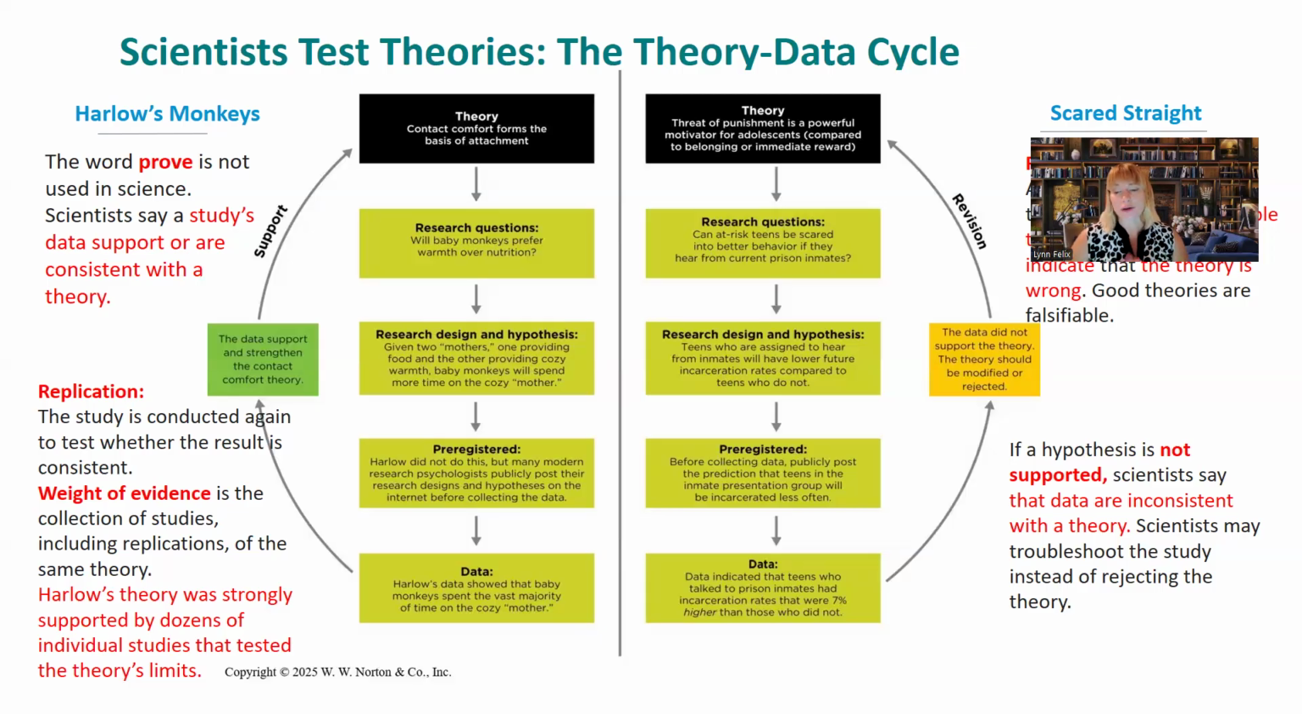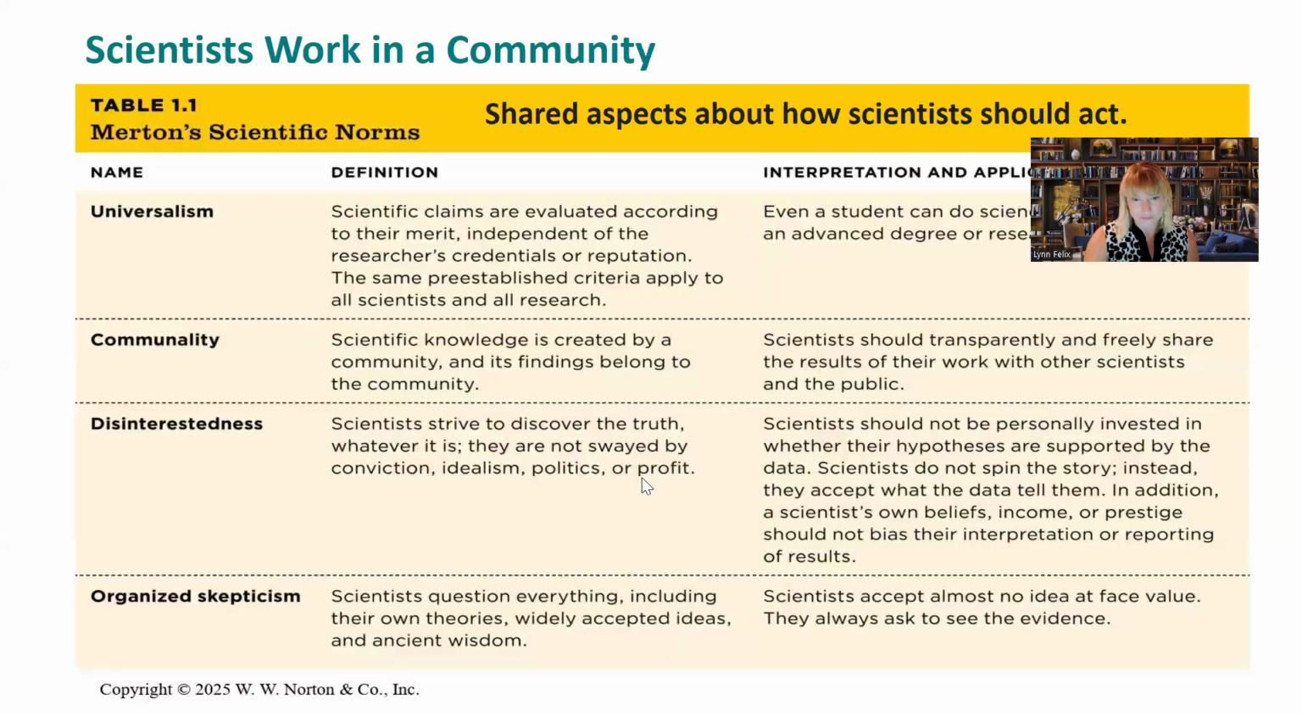Okay, so sometimes a hypothesis can happen where you come up with this educated guess about something, and then, hey, you know what? It's not supported. The data is inconsistent with your theory. Sometimes that happens. So you have to troubleshoot the study instead of rejecting the theory. Maybe you have to go back and tweak the research design that you were using. Okay. So you can take a look more at this slide if you want. I believe this is also in your textbook.